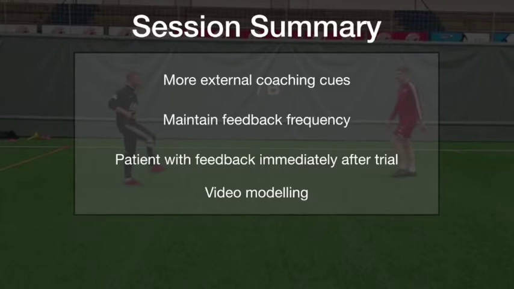Also, improving my utilization of modeling, potentially implementing video strategies to facilitate a more optimized learning environment, might be beneficial.